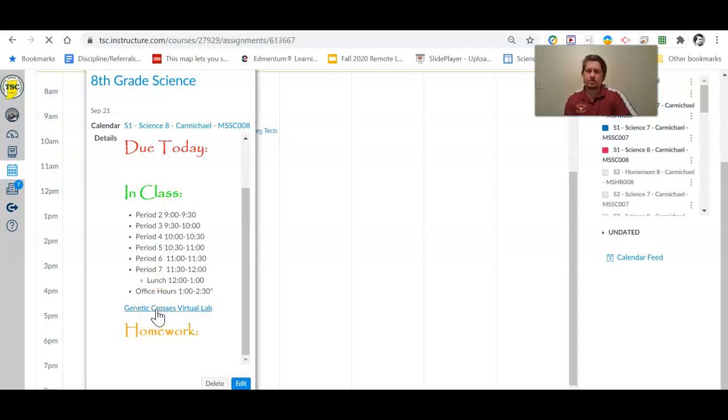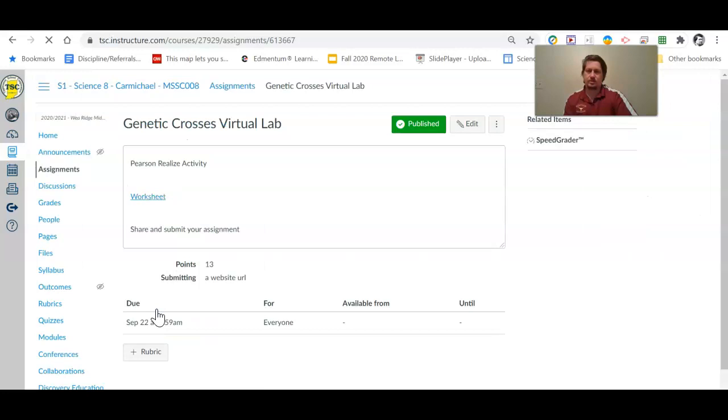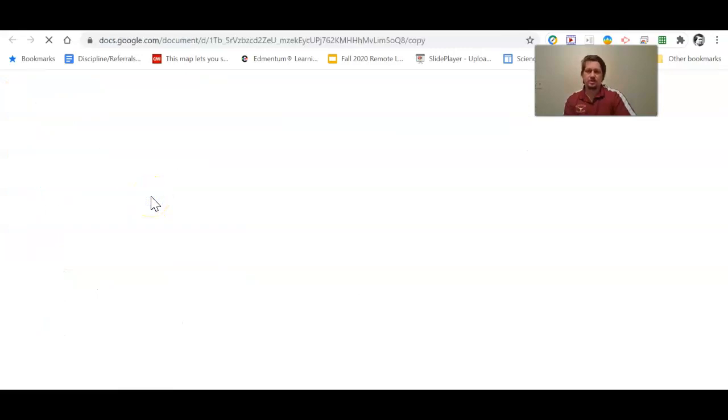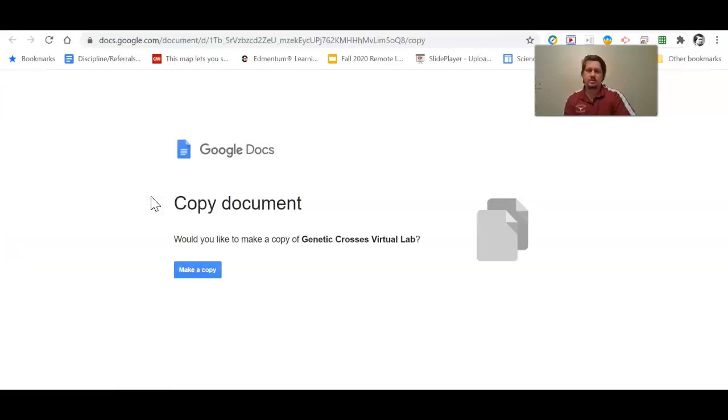Here's the virtual lab. It is a worksheet. You're going to need to go to Pearson Realize to do this. Make sure you share and submit your assignment through Canvas. Once you click on the worksheet, it's going to force you to make a copy of Genetic Crosses Virtual Lab. That's what you're going to be looking for on Canvas or on Pearson Realize.